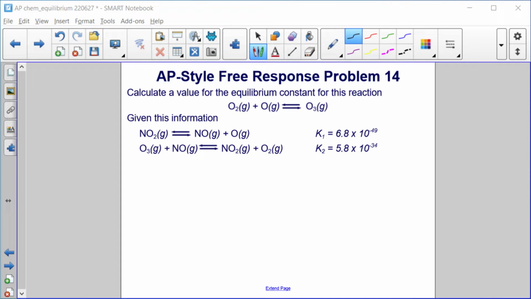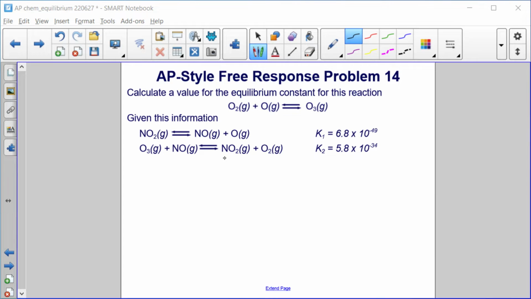AP style free response problem 14. Calculate a value for the equilibrium constant for this reaction: O2 gas plus O gas produces O3 gas. Given these two steps with their corresponding K values, you can see that in order to get this final reaction, it's some combination of these first two.